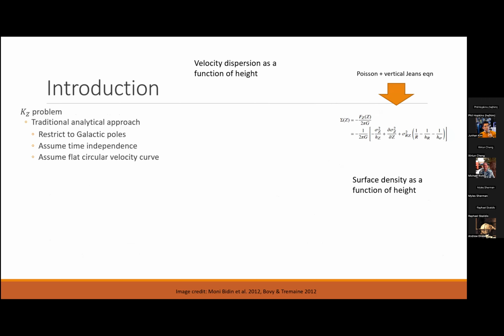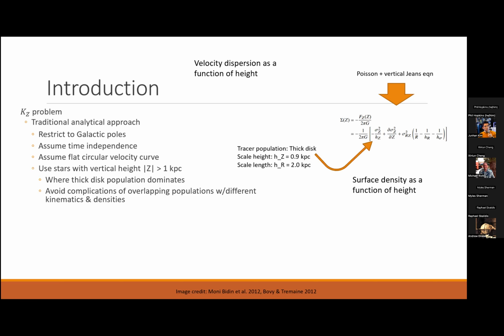So in more detail, here's the traditional analytical approach. We restrict ourselves to the galactic pole because it is much easier to filter out the stars that we don't need that are closer to the midplane. Why? I will mention that later. And then we assume time independence and also a flat circular velocity curve. And then we could get this equation as seen over here.